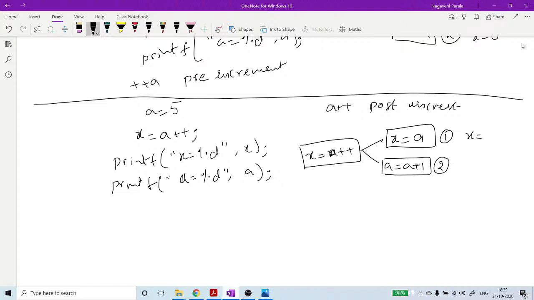So first, a value will be assigned. What is the present value of a? 5. So x will have 5, then a equal to a plus 1. That means a is getting incremented, so a value will become 6. So what are the values of x and a? X is 5 and a is 6.